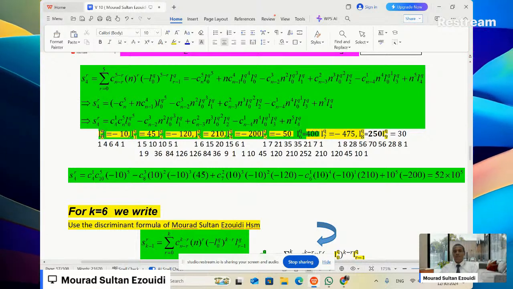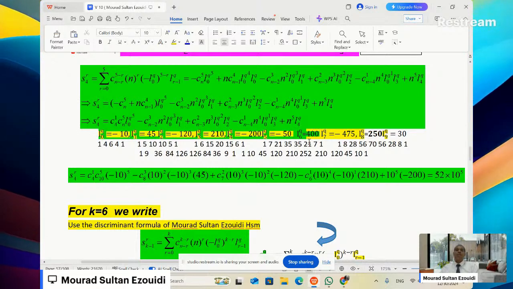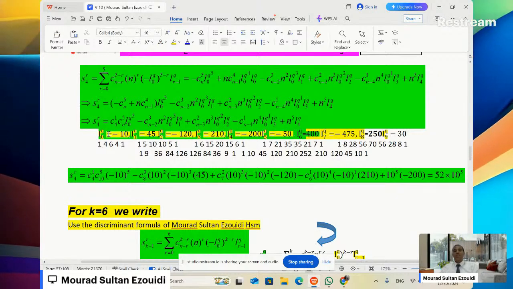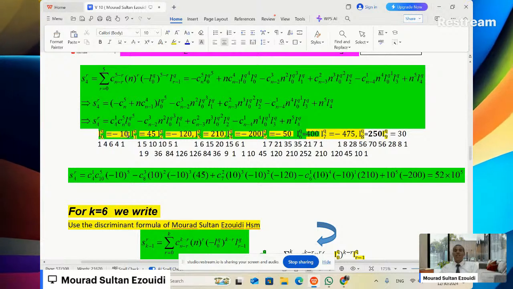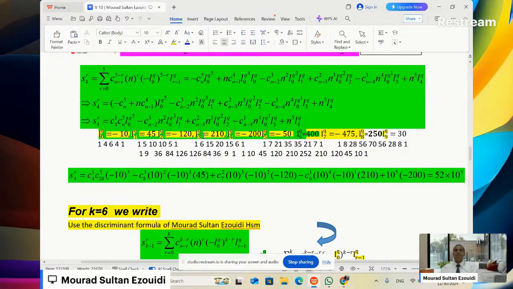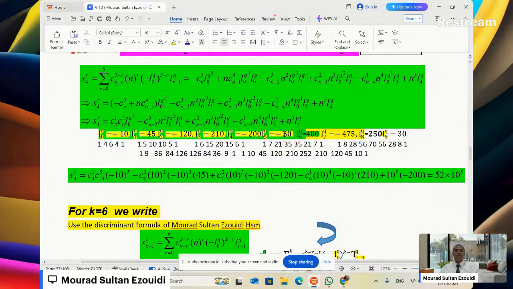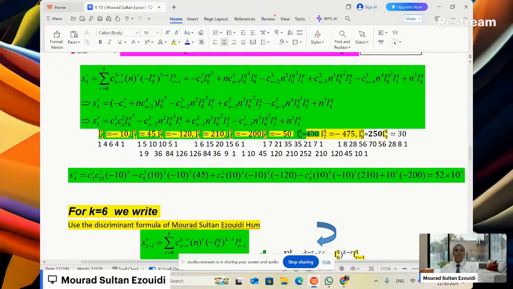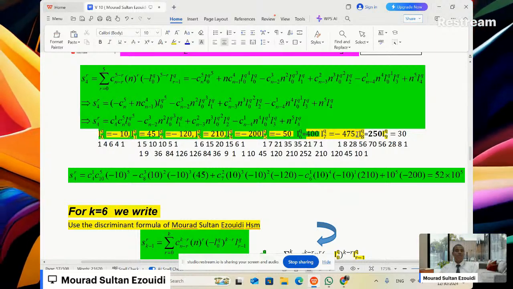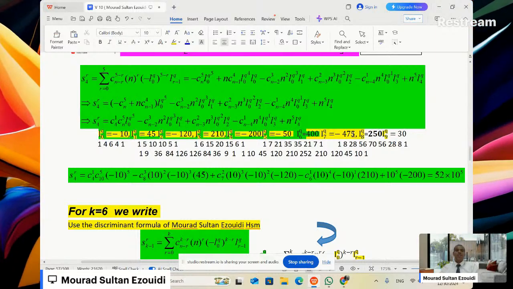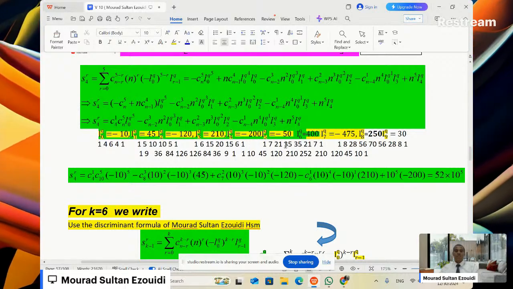So you see, this example we solved before, but the coefficients are different. The coefficients are: this is 10, this is 45, this is 120, this is 210, this is 200, this is negative 30, this is negative 400, this is negative 475, this one is negative 250, and this one 30. So now we change the sign of this example, okay?